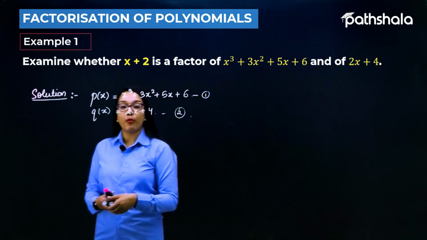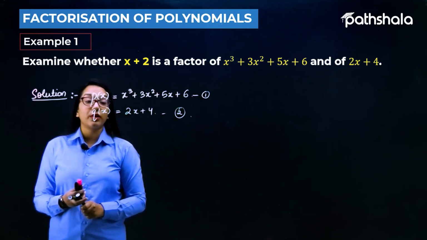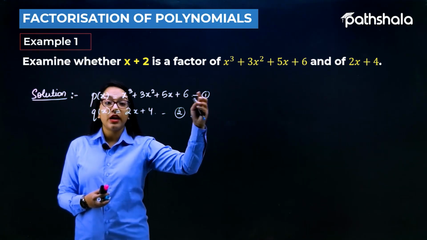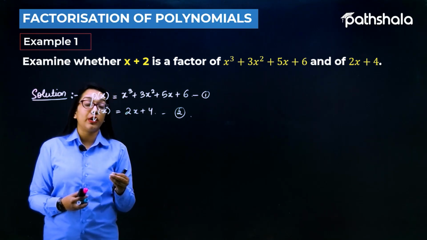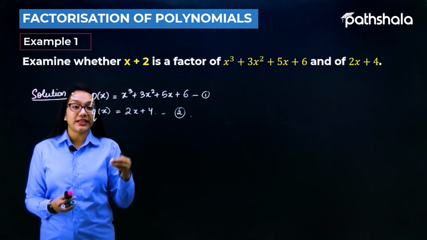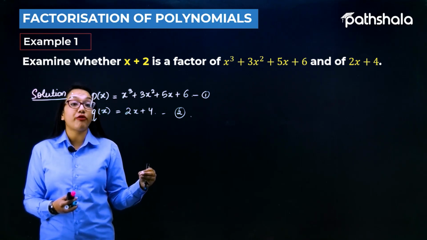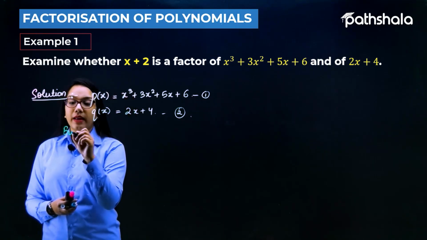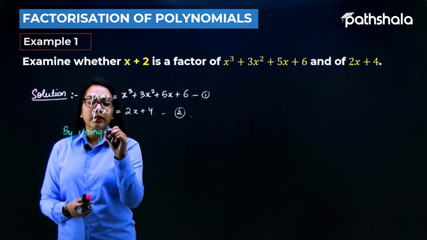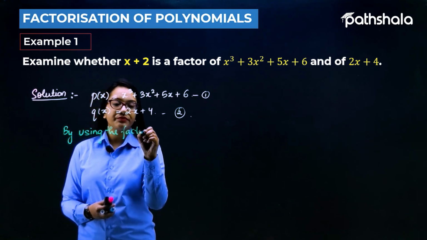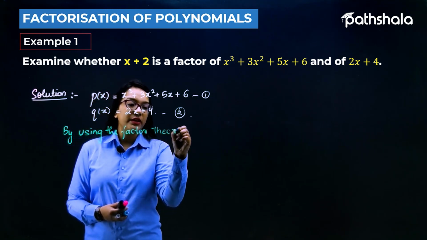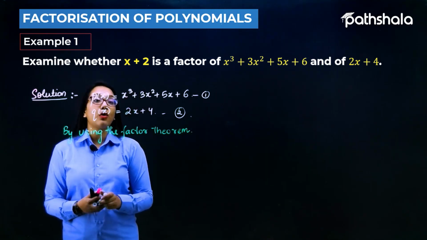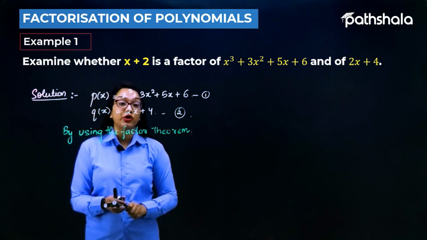By the factor theorem, with the help of the factor theorem, we can say that x plus 2 is a factor of these polynomials if, let me recall the factor theorem, x minus a is a factor of the polynomial only if p of a is equal to 0. So by using the factor theorem, x plus 2 is a factor of these polynomials if and only if p of a is equal to 0.